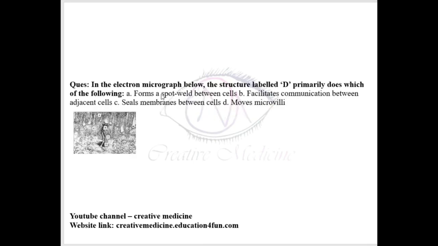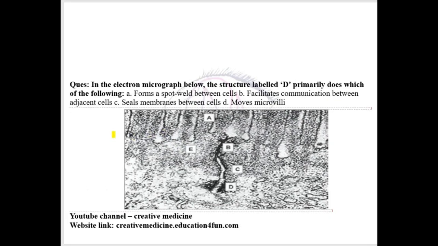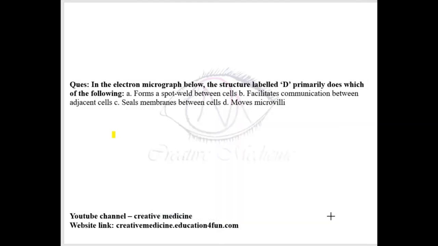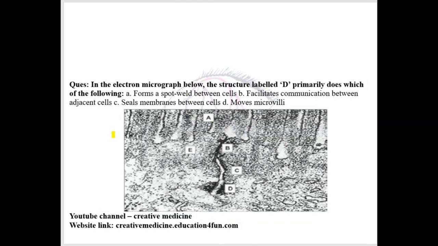In the question, this is the electron microscopic picture. So if you see in the electron microscopic picture given below, structure D primarily does which of the following? So what is A, what is B, what is C? A is microvilli, because they are epithelial projections which you can see. So A is microvilli.